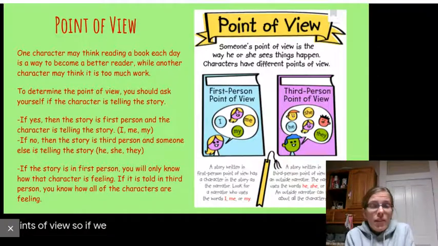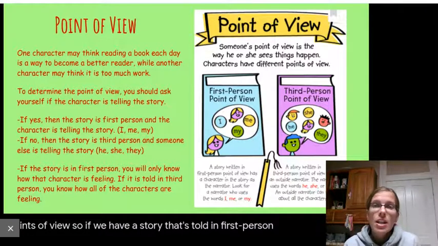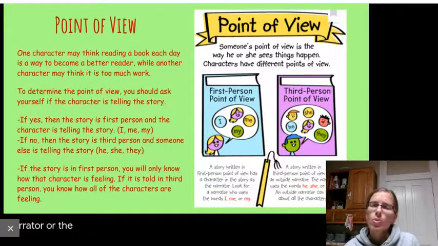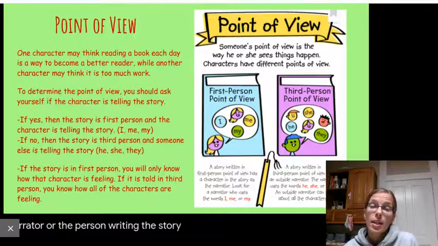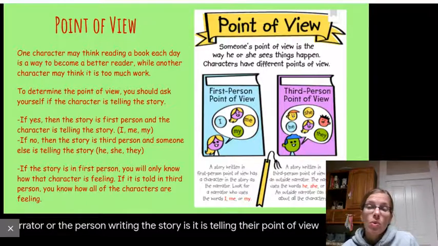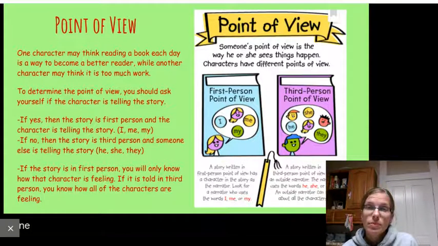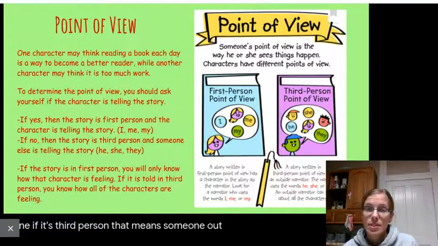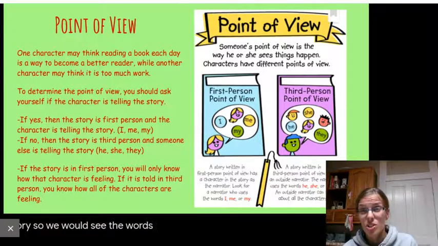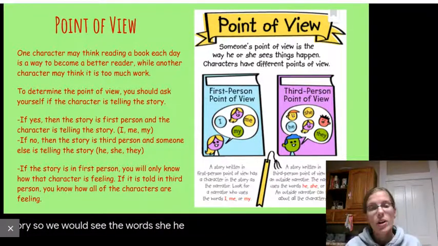So, if we have a story that's told in first person, that means the narrator or the person writing the story is telling their point of view. So we would see the words I, me, or my. If it's third person, that means someone outside of the story is telling the story. So we would see the words she, he, or they.